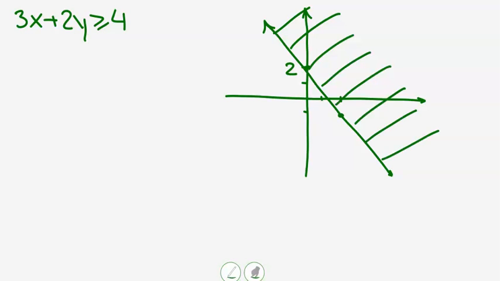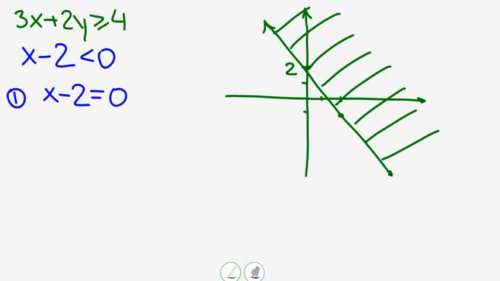Now, this is one inequality. Now let's do another inequality. So we have a system of 2 inequalities. The second one is x minus 2 less than 0. So now we need to graph this blue inequality. We do the same 3 steps. So what was the first step? The first step was to replace the inequality symbol with an equal symbol, and we get the equation of the boundary line.